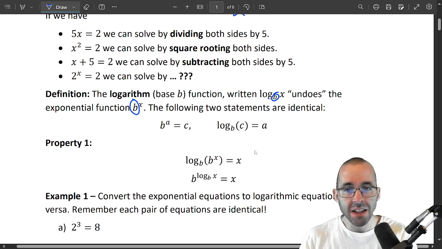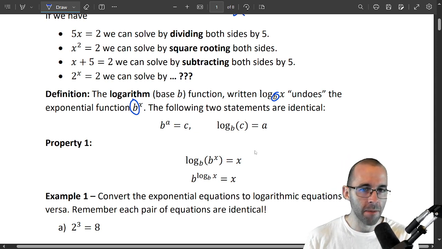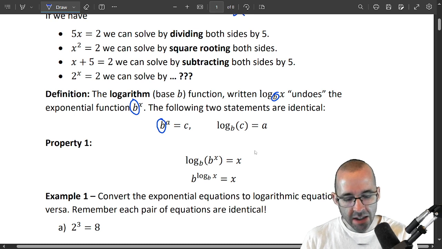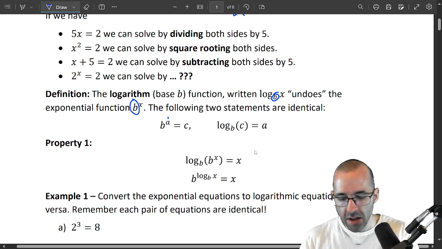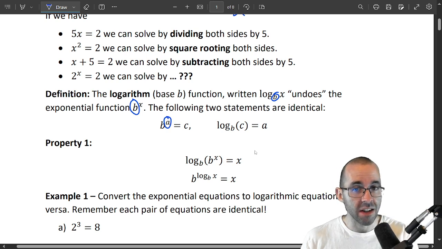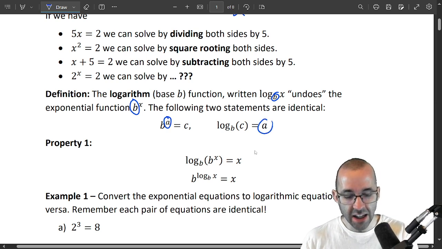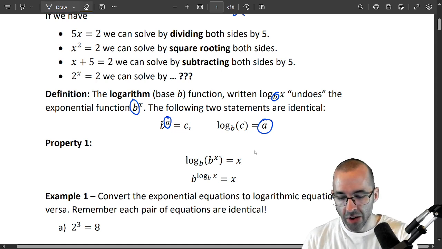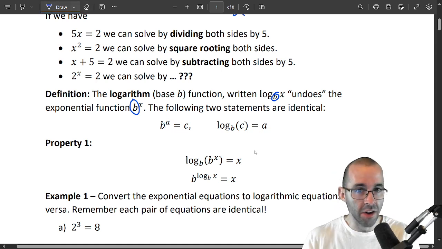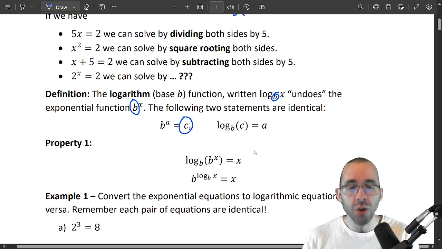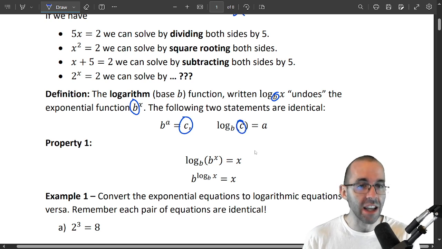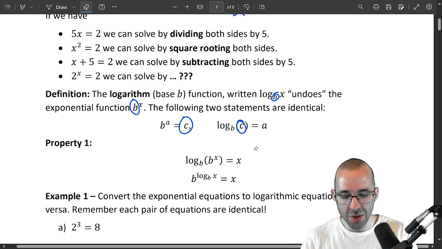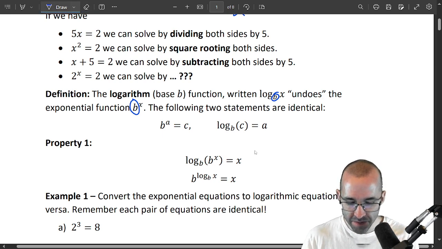b to some exponent a equaling c is the exact same thing as the log base b of c equaling that a. The base of the exponent is the base of the logarithm. The input of the exponential function is the output of the logarithm. They undo each other, they're backwards. And the output of the exponential function is the input of the logarithm. So it kind of switches everything, but the bases are the same.